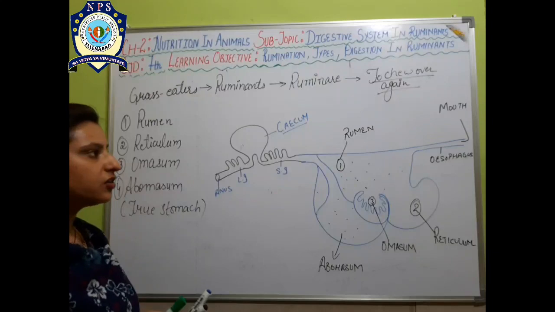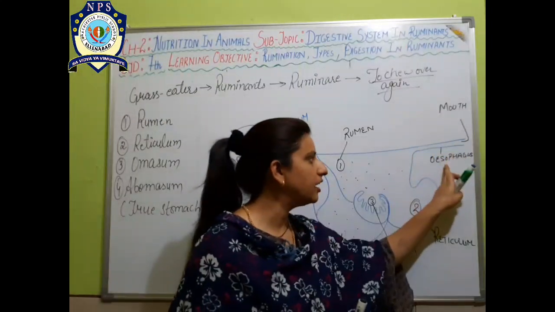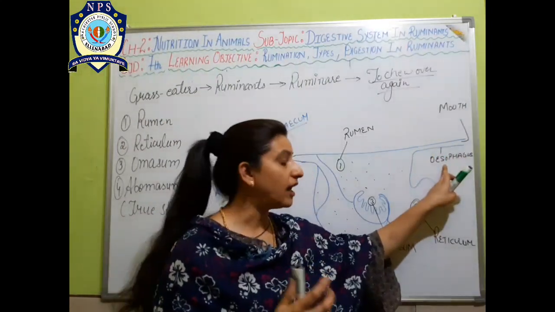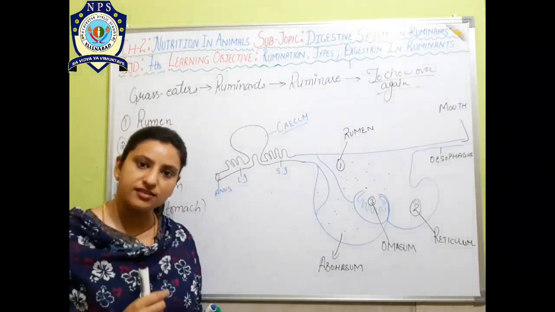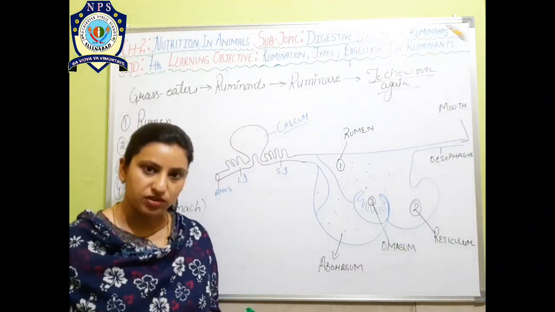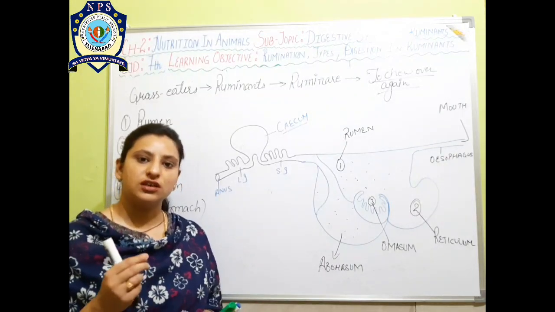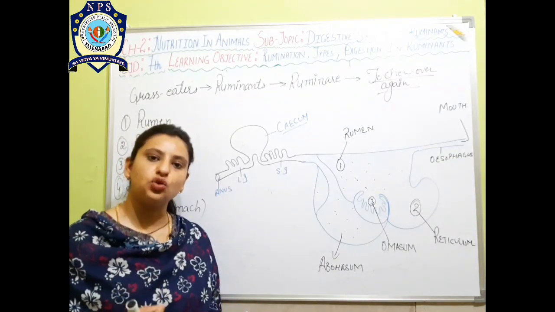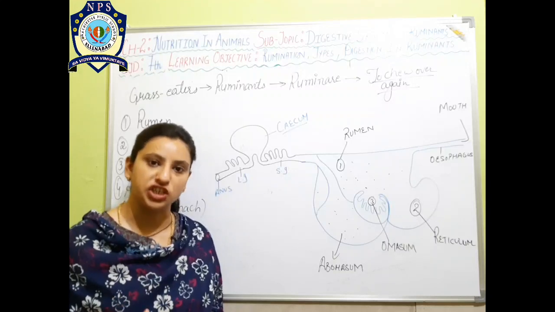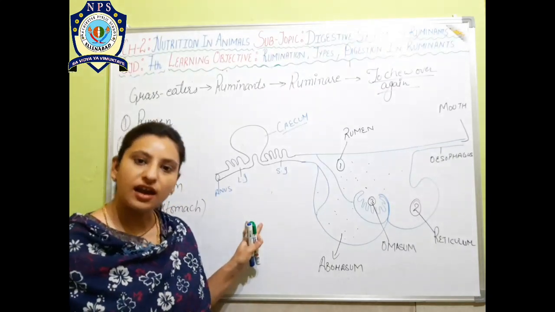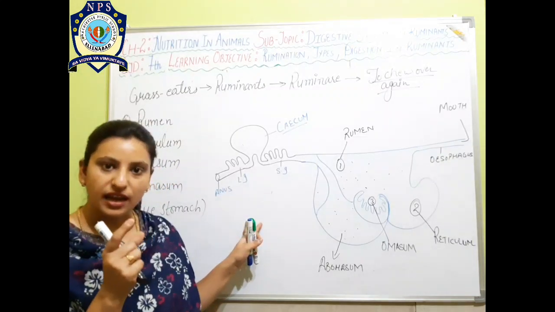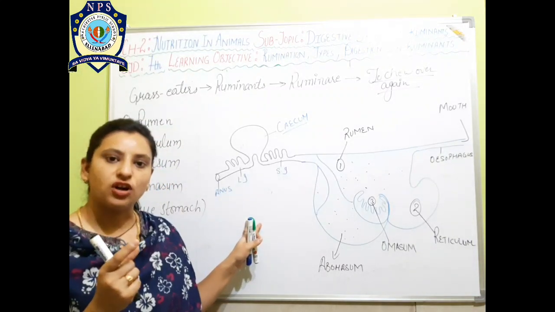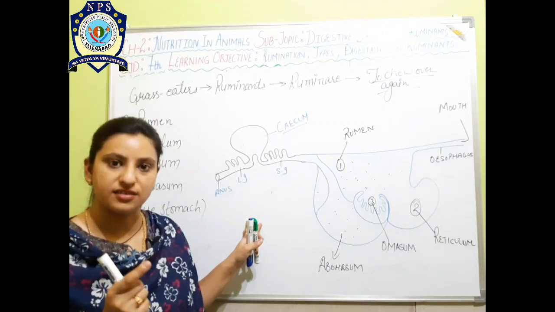So the food enters through the mouth, and in the mouth there is the presence of teeth, and in the case of grass eating animals, canines are absent. Why? Because canines are very much functional in those animals which are flesh eating, but we are discussing grass eating animals, so canines are absent here, and that part where the canine is not present is called the diastema.